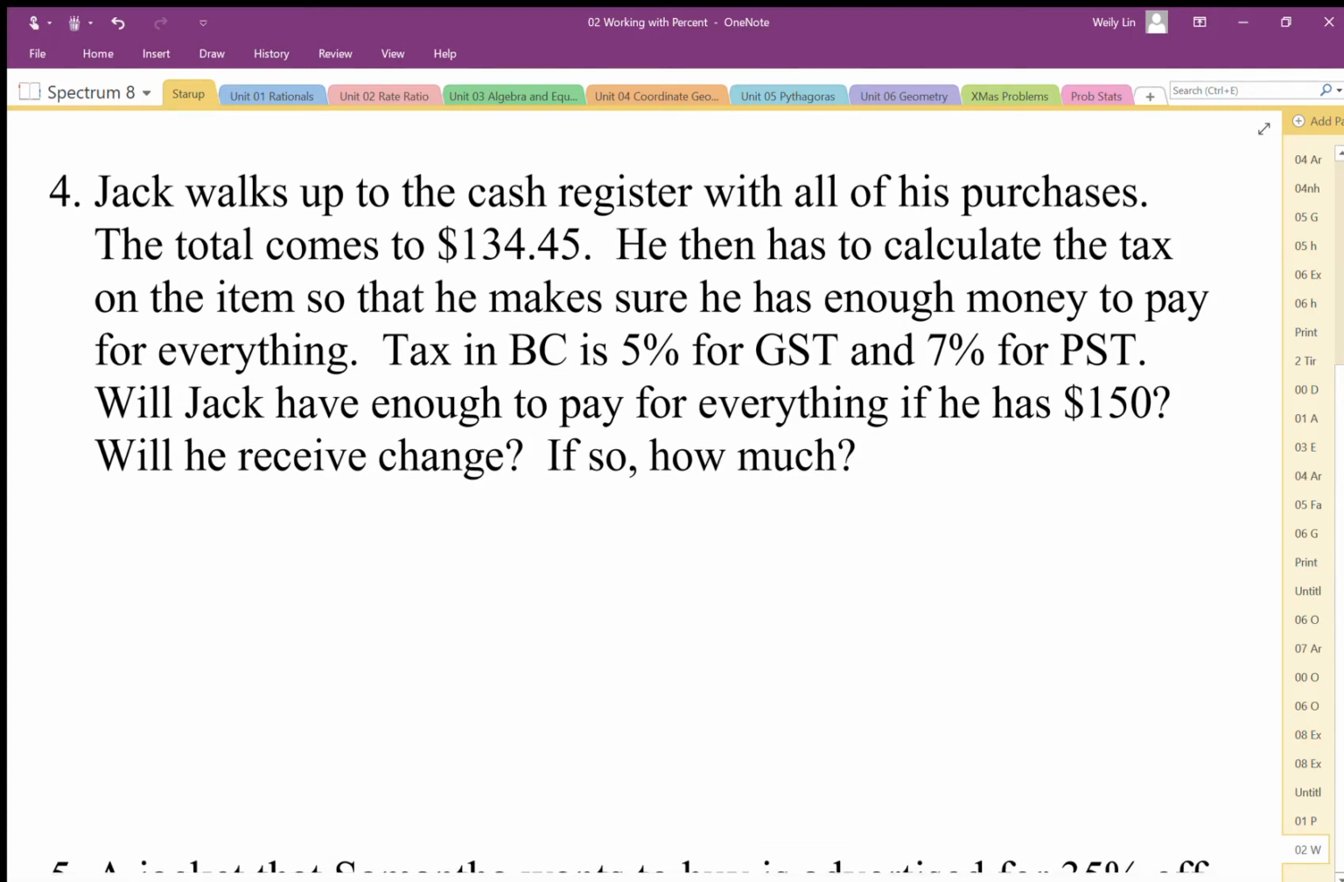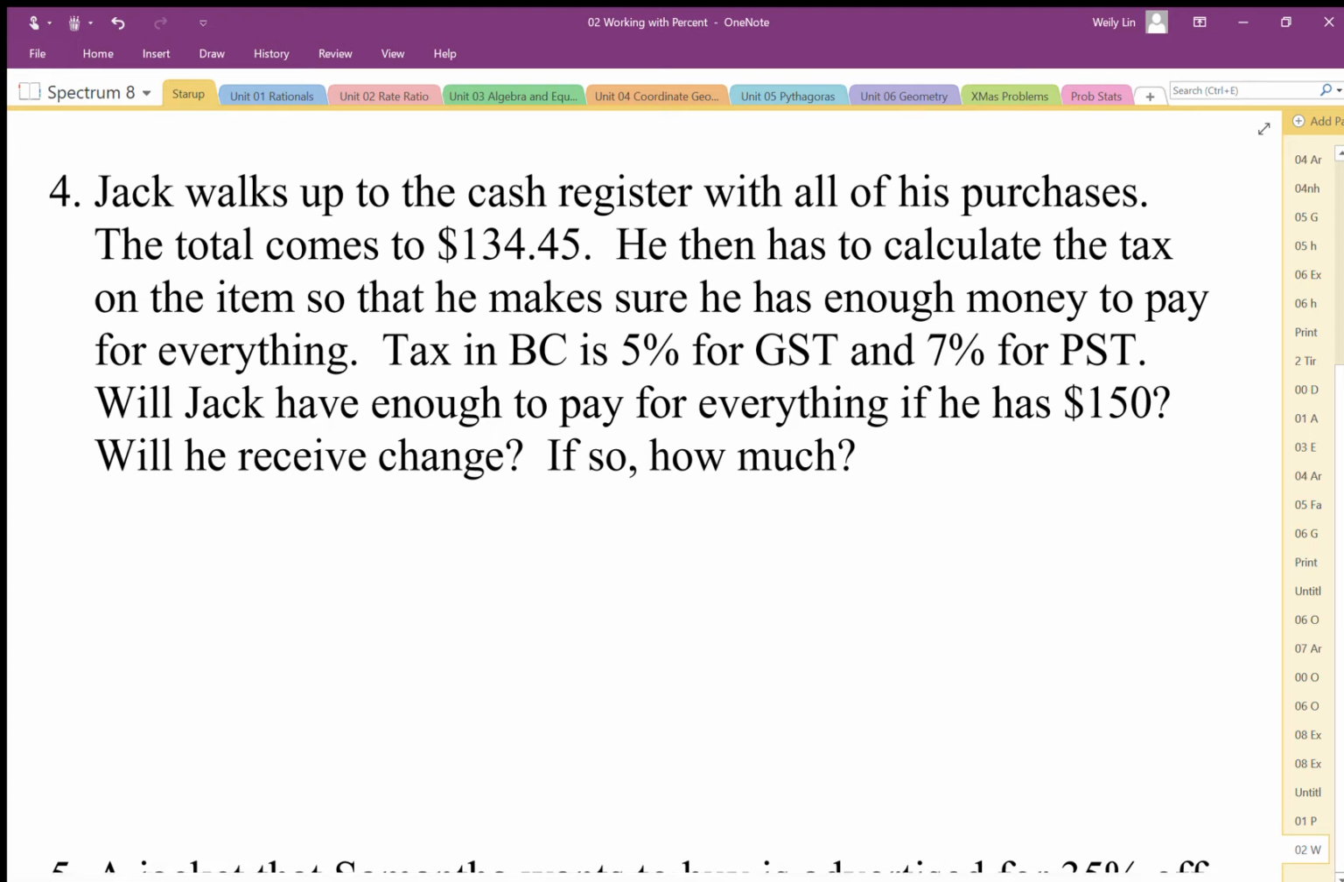So it says here Jack is buying a total of items that's $134.45, and he has to calculate the tax to pay on everything. So the tax in BC is 5% GST and 7% for the provincial sales tax. So it's a total of 12%.